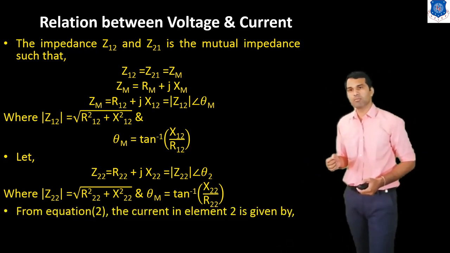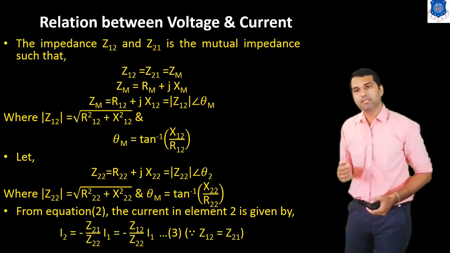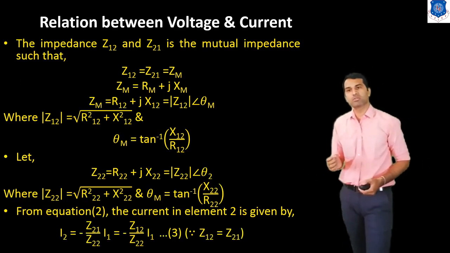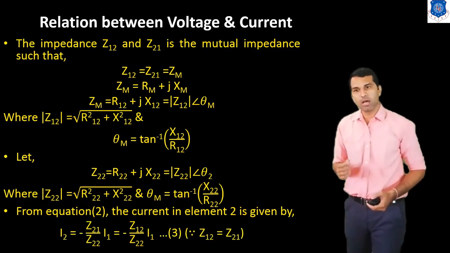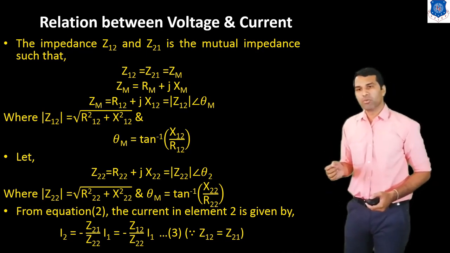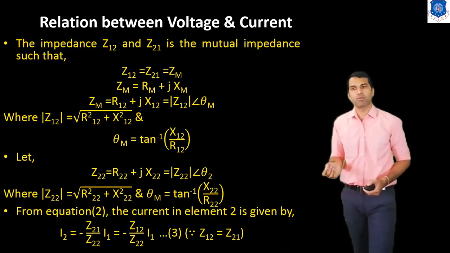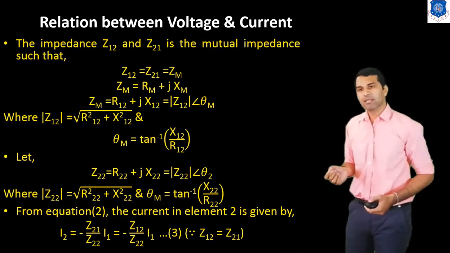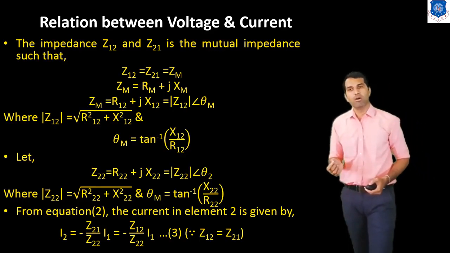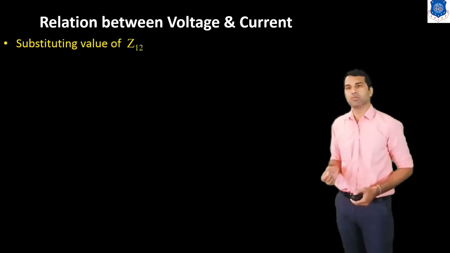Now, from equation number 2, the current in element number 2 is given by, using equation number 2, I2 is equal to minus Z21 upon Z22 into I1. We can also write this equation because we know that Z21 is equal to Z12, so we can write minus Z12 upon Z22 into I1. So this is the current in the second element, I2.